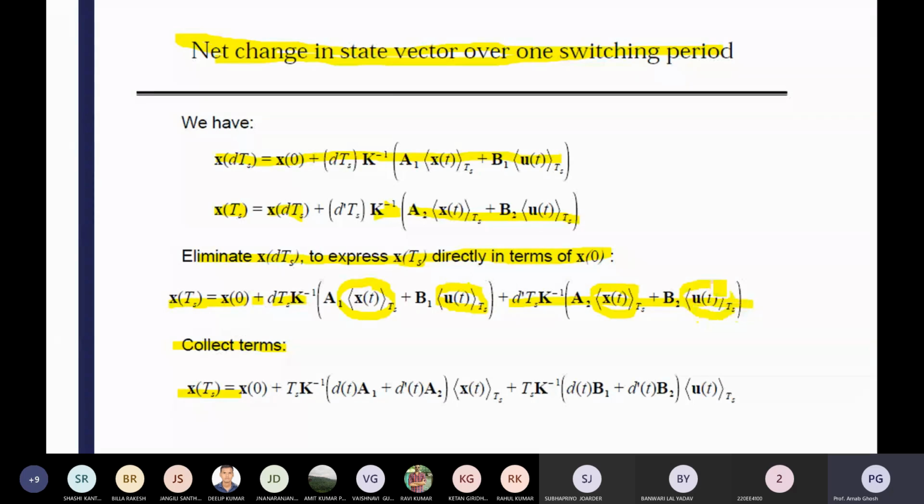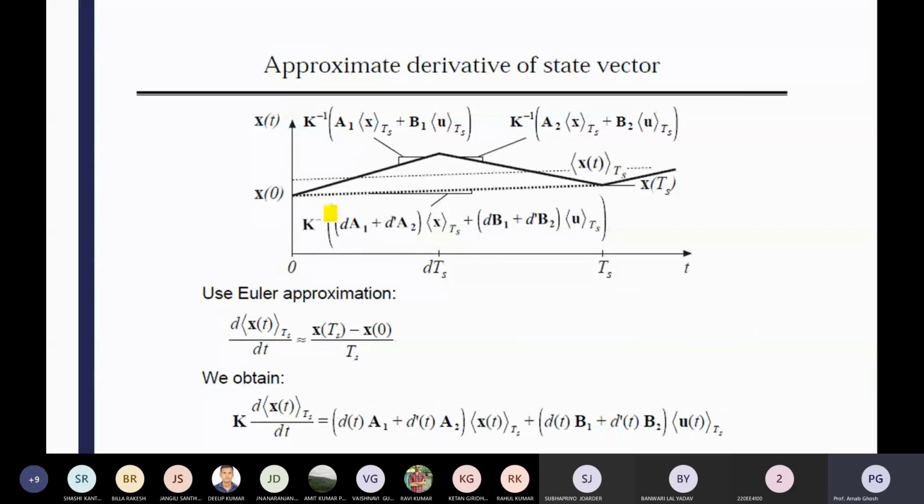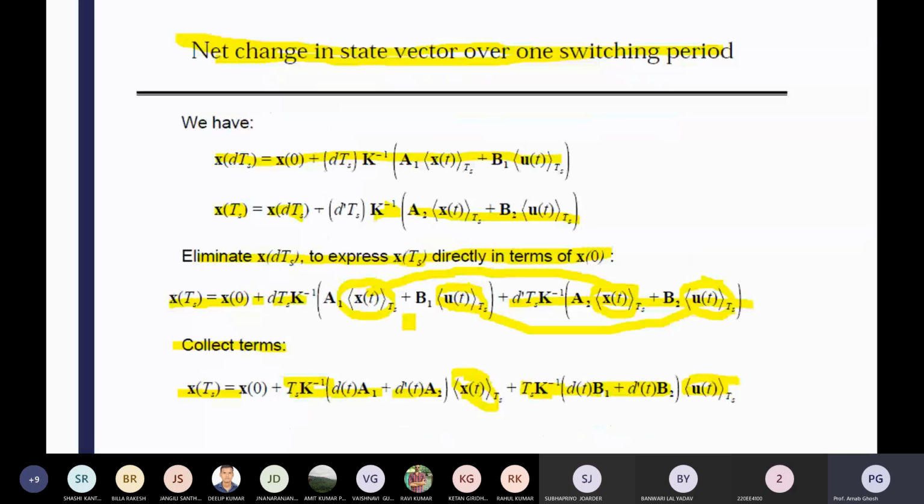These terms you can make common; these two are common and these two are common. Finally you will get that equation. Making x(t) common and Ts K inverse common, it is coming d A1 plus d' A2. Here you are also getting Ts K inverse, then d B1 plus d' B2. So I think all of you understand. If you have any confusion you can ask me, and I can re-discuss if you have any difficulties.